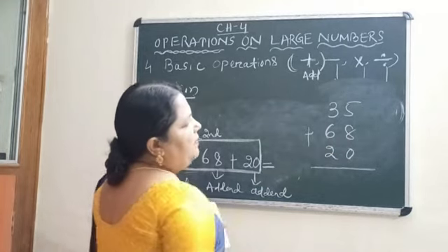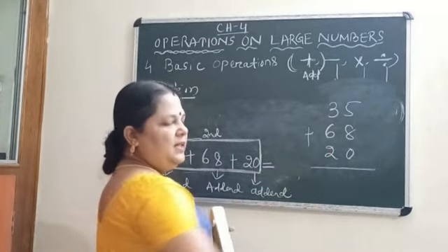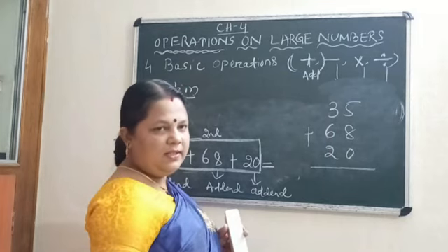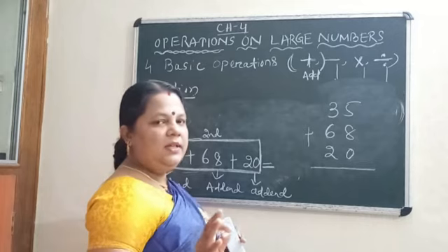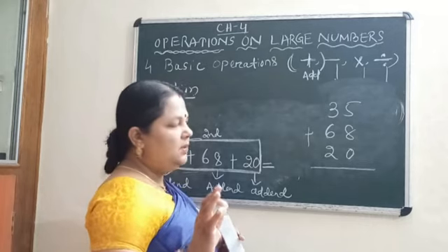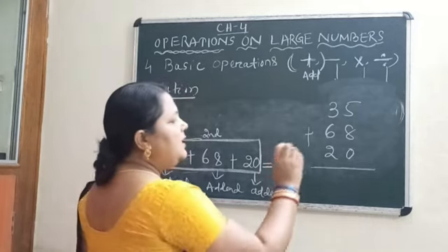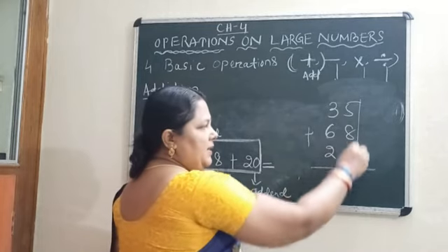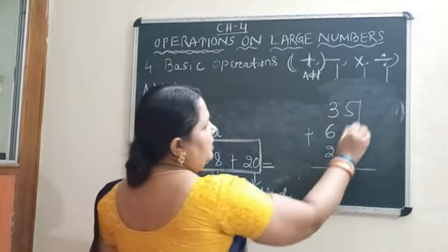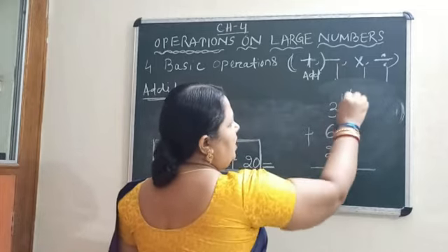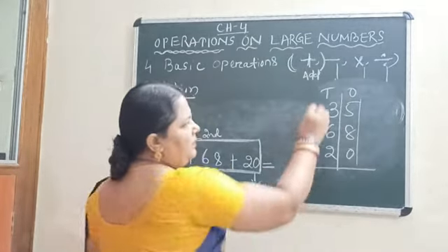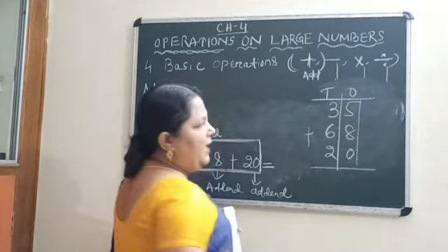So three terms I have written. How many digits? Each number carries 2 digits. So always we will start from the ones place. Remember this. It may be addition, it may be subtraction, always start from the ones place. Okay. Then what will you do? You will add this ones place. This is ones. This is tens. Then 5 plus 8.